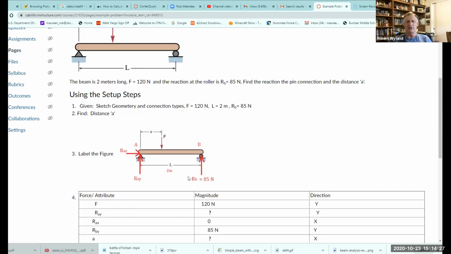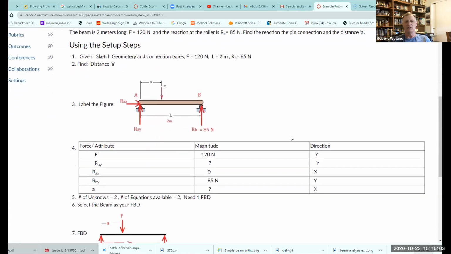Now on the right, I have my known force RB of 85 newtons going up, and it's a roller, so it's only going to have a vertical force, normal to the surface. And then on the left side, we have a pin, so we can have a reaction RAY and a reaction RAX. We know the length is 2 meters, and I should have put in here, my diagram's missing it, F equals 120 newtons. I probably should have put that in there. And we don't know A, so we leave that blank.